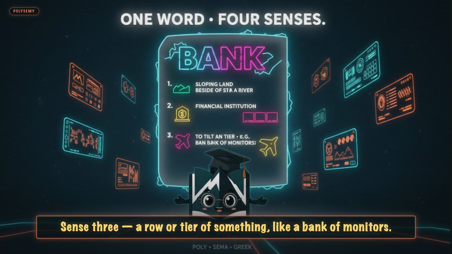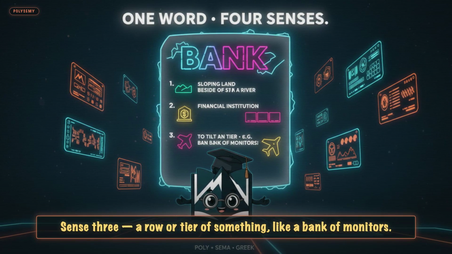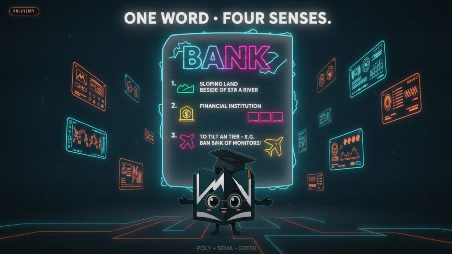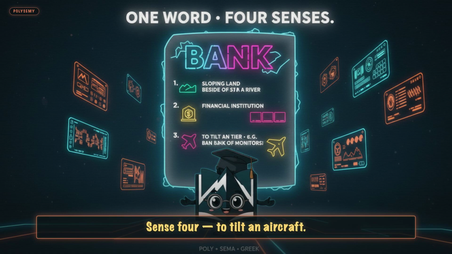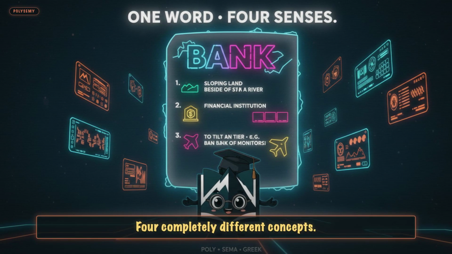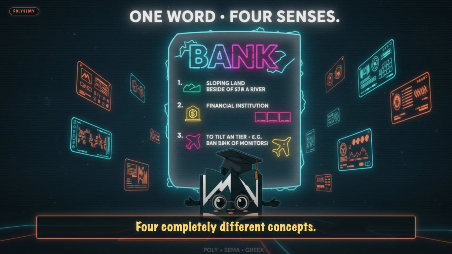Sense 3, a row or tier of something, like a bank of monitors. Sense 4, to tilt an aircraft. Same spelling, same pronunciation. 4 completely different concepts.